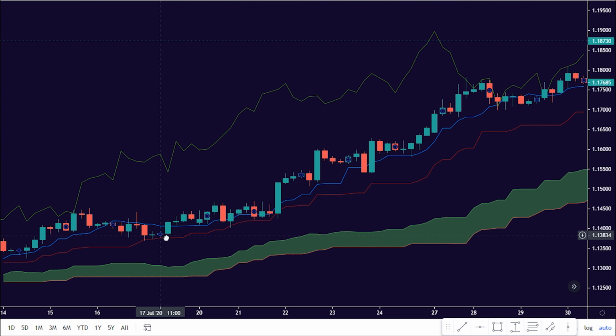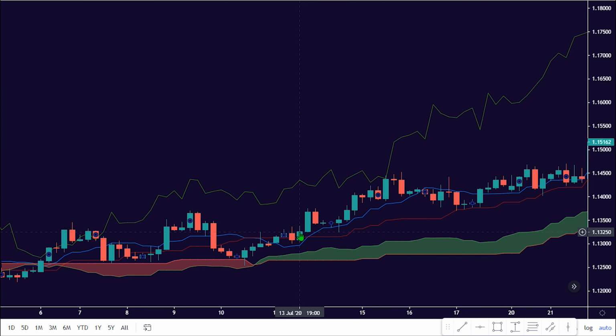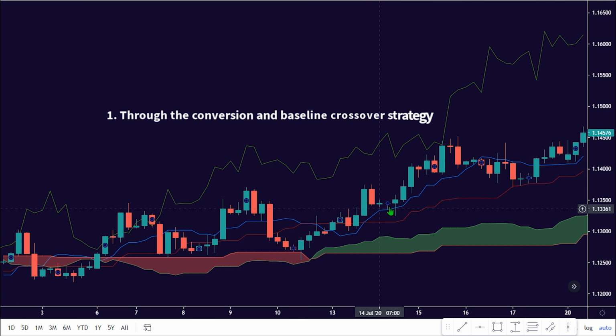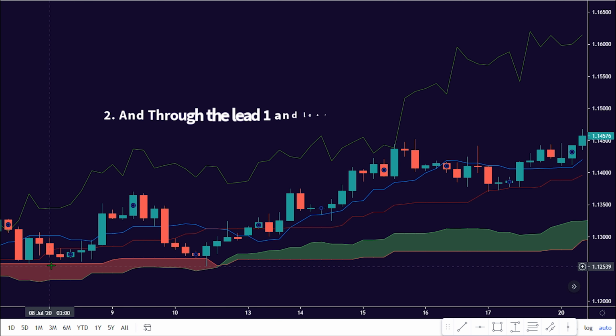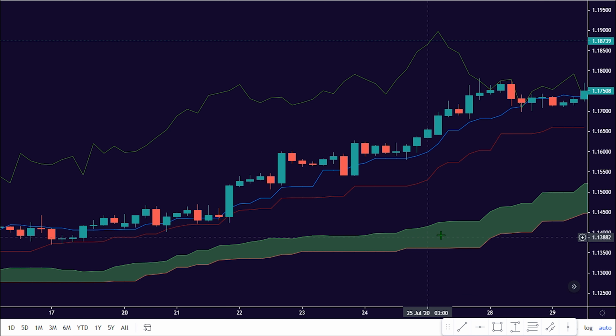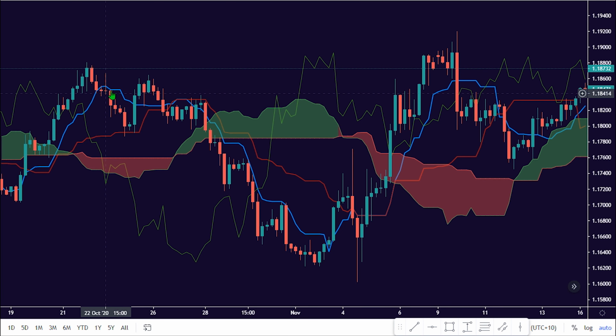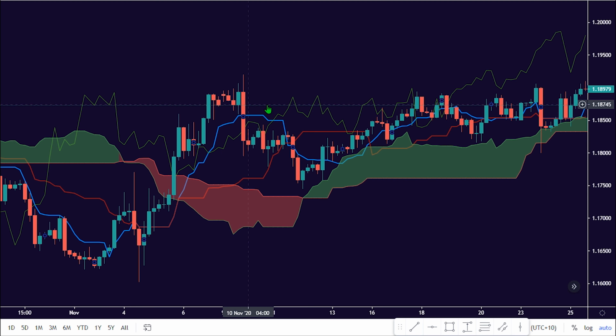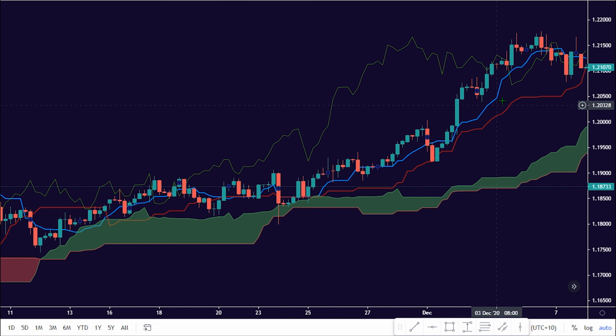There are 2 ways to execute trade setups with this indicator, and they are: Number 1, through the conversion and baseline crossover strategy. Number 2, through the lead 1 and lead 2 cloud strategy. The next step is to search for a bullish or bearish trending market. As we can see on this chart here, the market was on a bullish trend. Let's utilize the conversion and baseline crossover strategy.